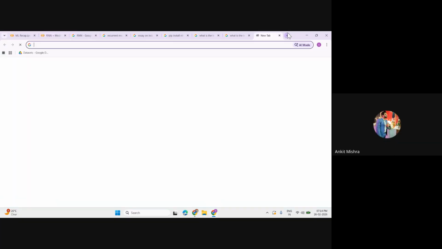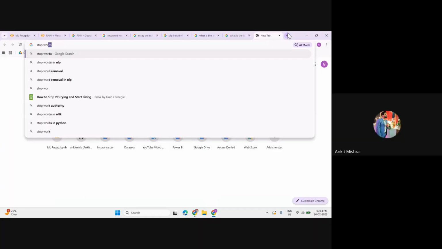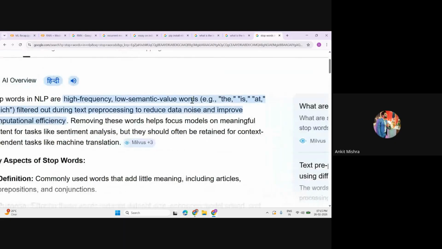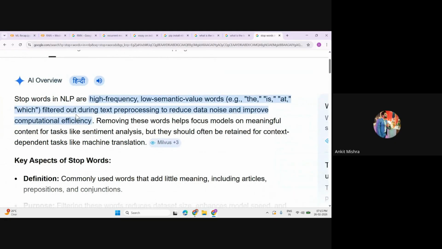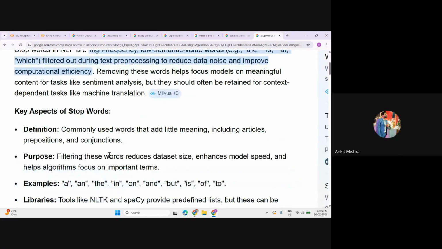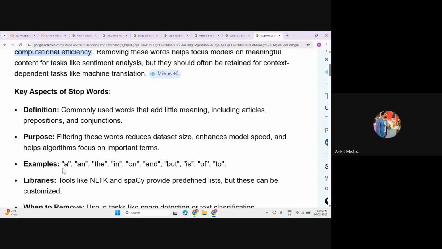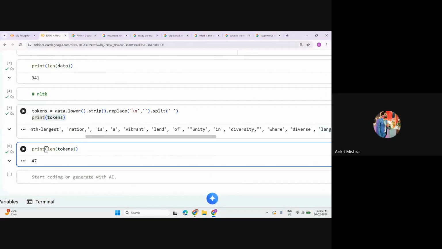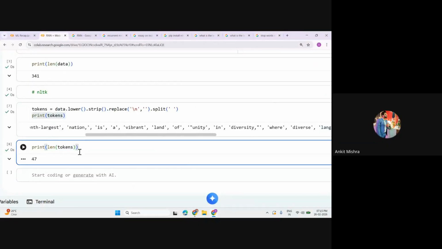Let me just show this. Stop words in NLP. If you just search this, these are the examples: the, is, at, which, that. They generally do not contribute any meaningful information to whatever data set you have. These are your stop words. If you want to remove all the stop words for your model training, you can definitely use this, right? Okay, so now we have the overall 47 tokens.